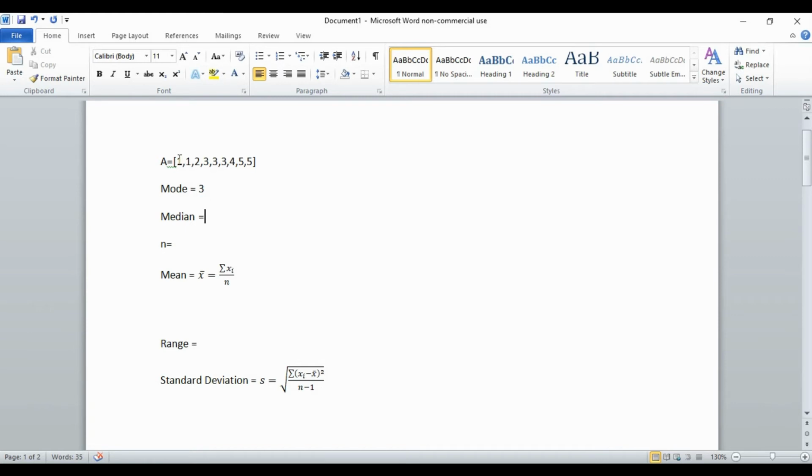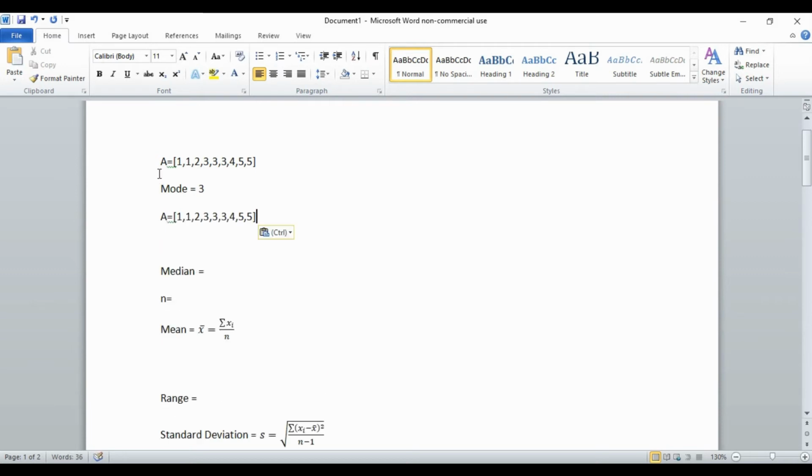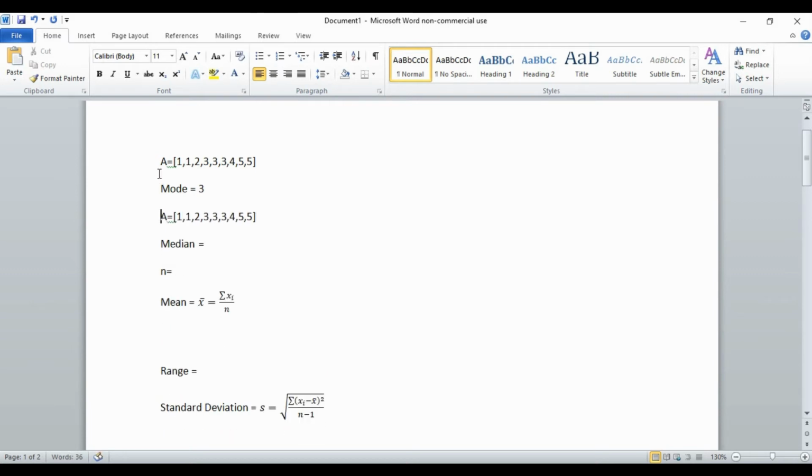When I look at the median, I'm going to do just a real quick copy and paste here. I'm going to take away the first value. I'm going to take away the last value. I'm going to take away the first value, and it becomes apparent pretty quickly which one of these it's going to be. So the median in this case is also 3.